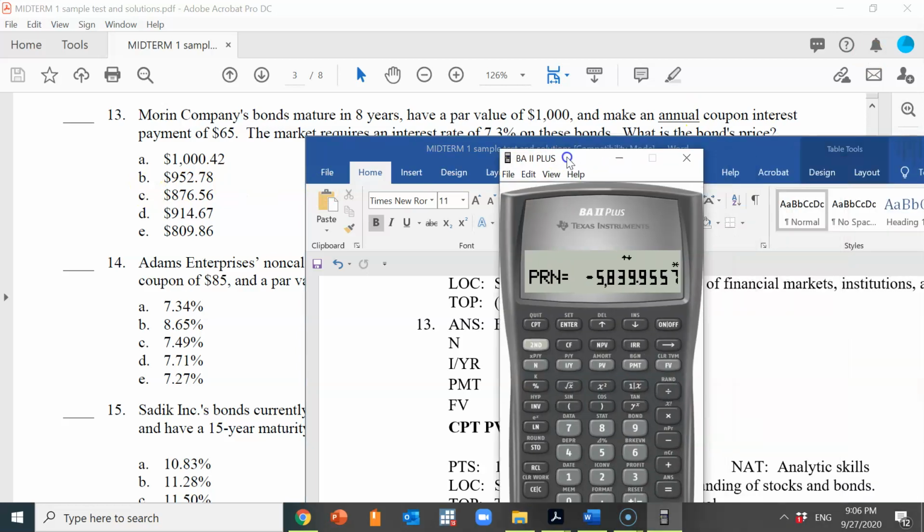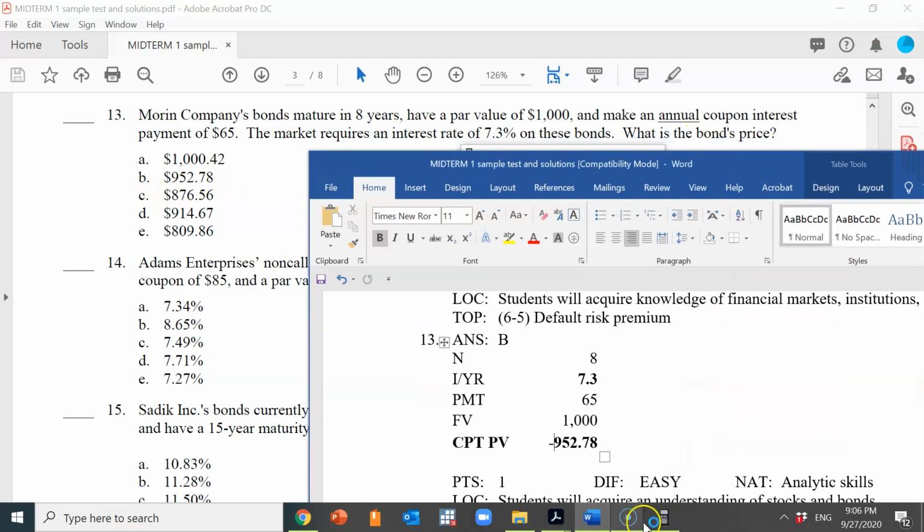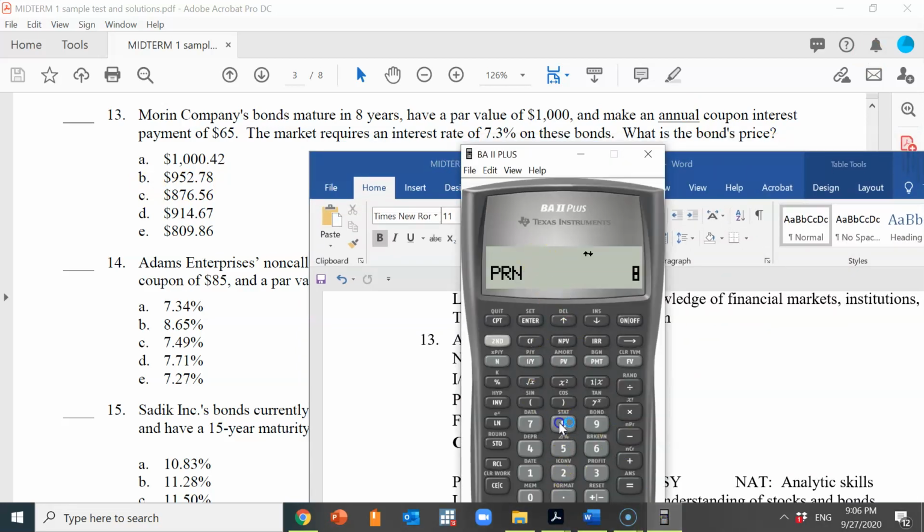Okay, so let me repeat the process here. 8 as N, 1,000 as FV, par value, 65 as payments, 7.3 as I, compute for PV. Okay, we also get option B.